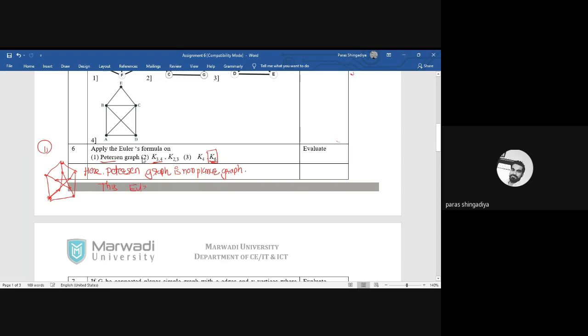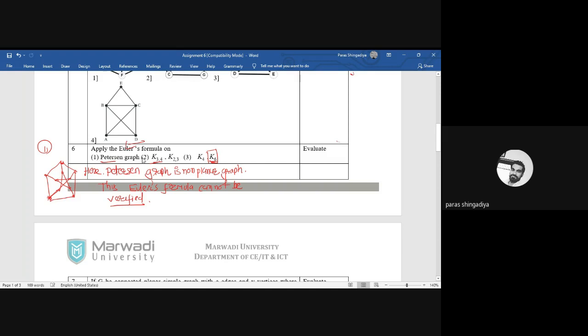Euler's formula cannot be verified. So that is the answer for the Petersen graph. Clear? If it is planar, then we can easily verify Euler's formula. If it is non-planar, then it is not possible to find that n minus e plus f is equal to 2. So that is the answer of the first one.